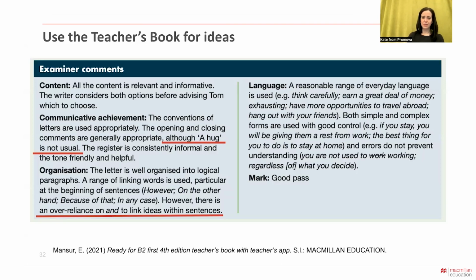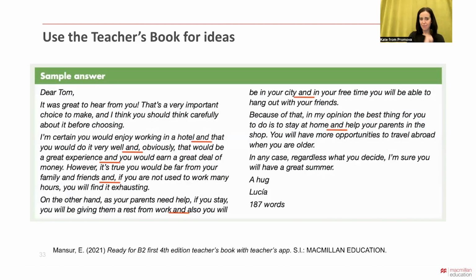The other thing is the writing uses a range of linking words, in particular at the beginning of the sentences. However, there is an over-reliance on and to link ideas within sentences. And if we want to give formative feedback, we would go one step further, and we would suggest ways to improve that. If you look at the sample answer, I've highlighted those examples.